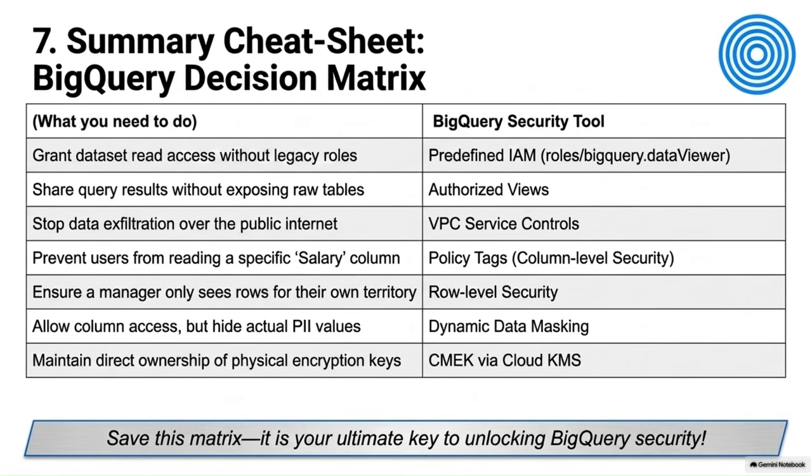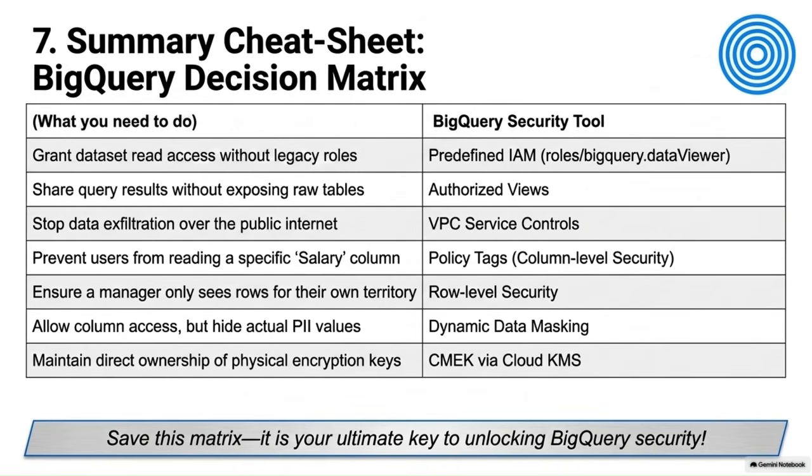If you want to allow some columns but want to hide PII, which is sensitive information, then you can dynamically do data masking. And at the end, if you want to maintain direct ownership of physical encryption keys, and you want to own the encryption, then you can use CMEK via Cloud KMS. So CMEK is customer managed encryption keys, and Cloud KMS is your key management system over the cloud. So this was a brief idea about security and authorization on BigQuery.